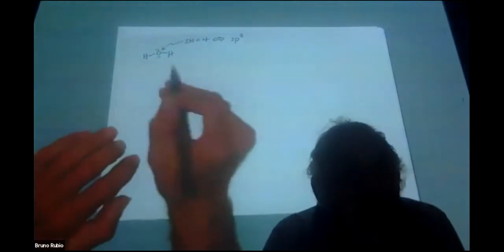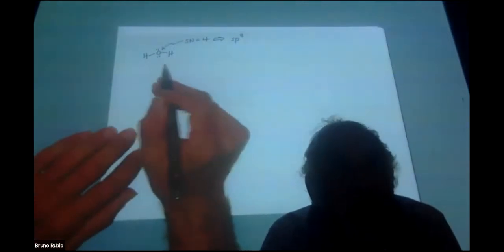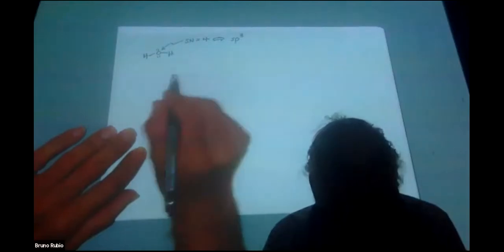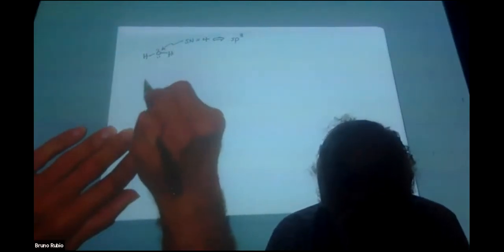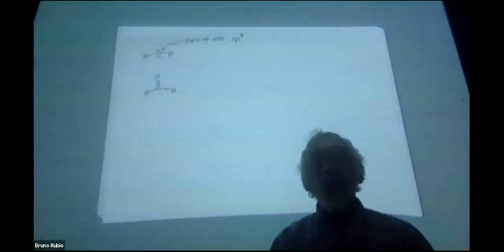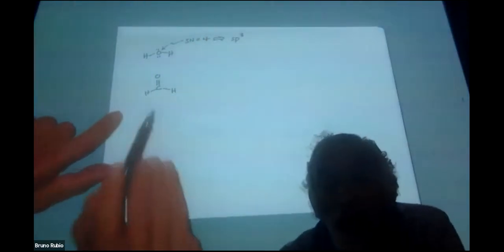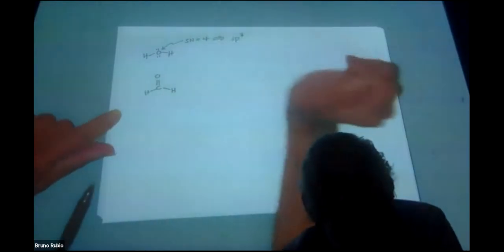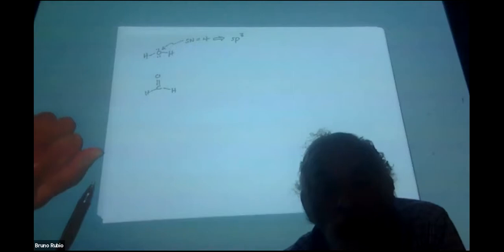Okay, so let's do another calculation of hybridization state. Tell me what is the hybridization state of the oxygen atom. Okay, and give me the answer here on the chat. What's the hybridization state of this oxygen atom? Anybody? Oh, okay, so I see someone says sp2, sp2. Okay, great.